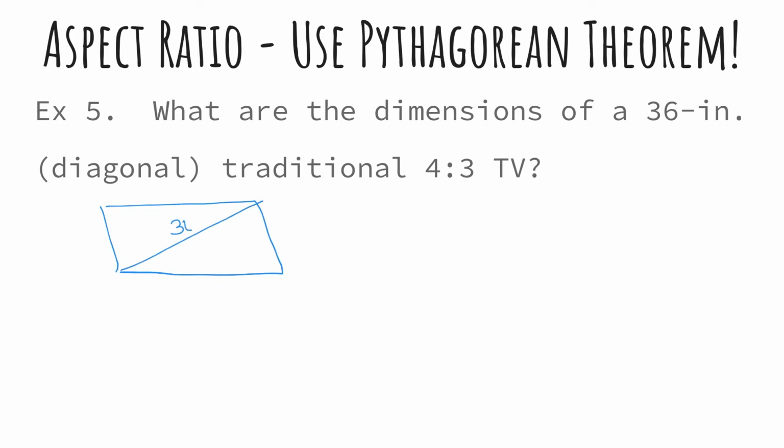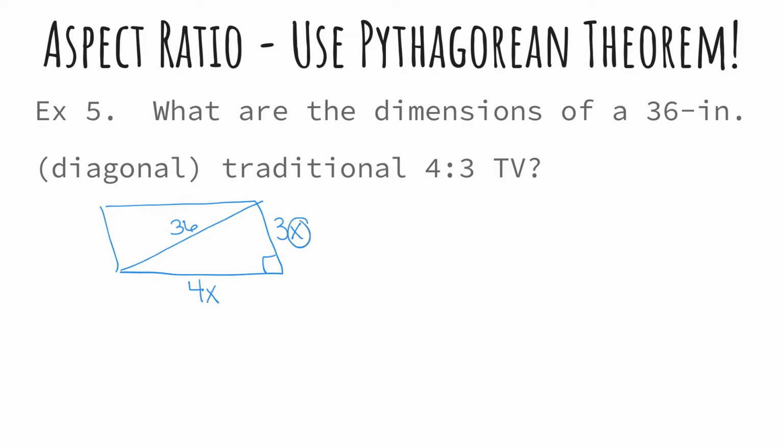Now, sorry that looks kind of slanted. I didn't mean for it to look slanted, so this should be a right angle. Well, if it's a 4:3 TV, then that means that the longest side has a multiple of 4. So we're going to say 4x. The shortest side has a multiple of 3x.